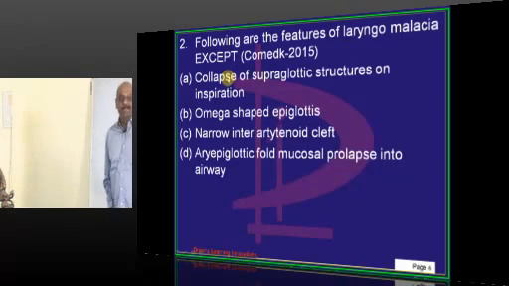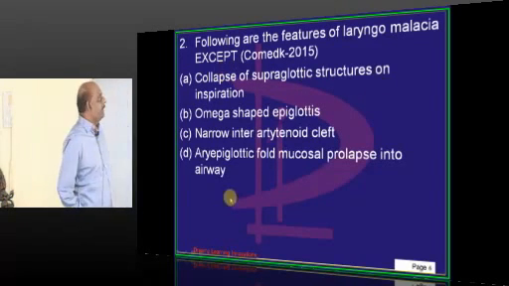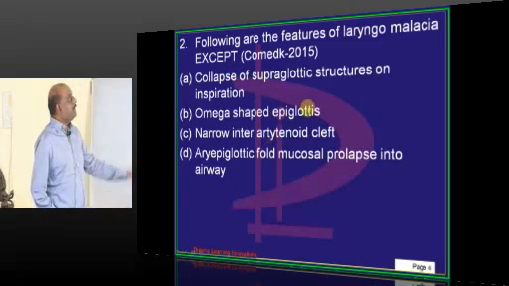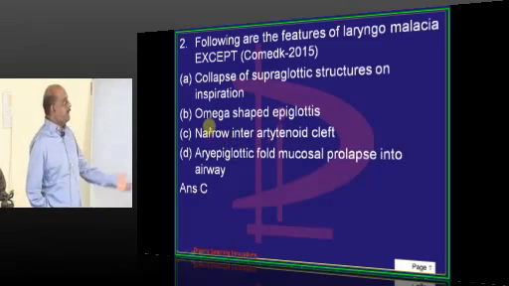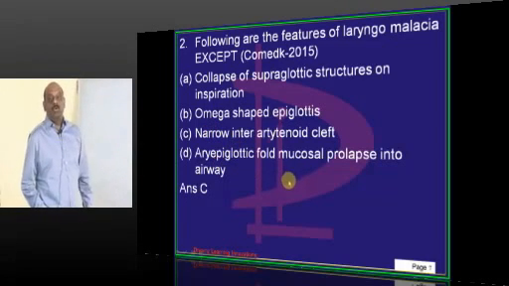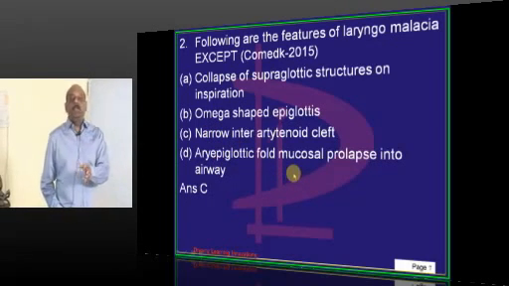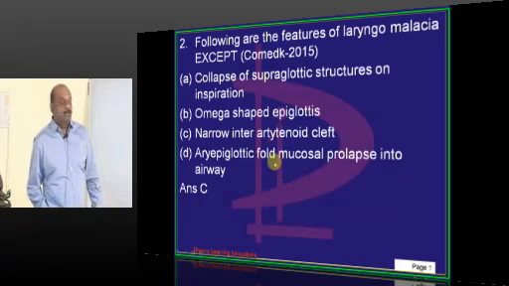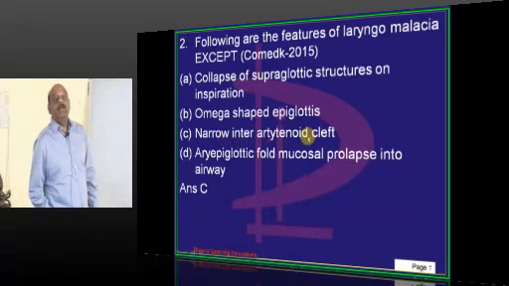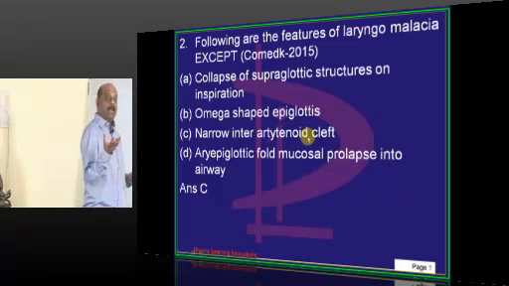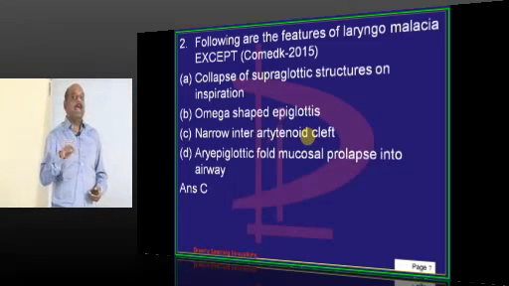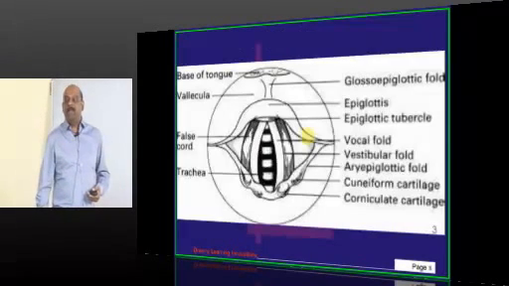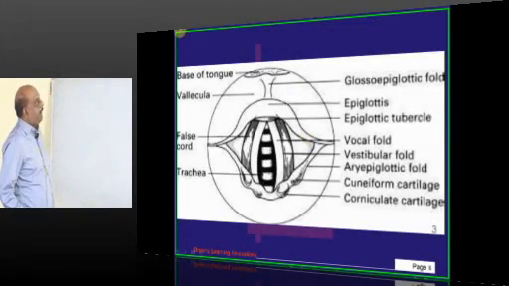Laryngomalacia. It is an expected topic, high yield topic. Omega shaped epiglottis, collapse of the supraglottic structures, aryepiglottic folds prolapsing into the airway, they are all true. How about interarytenoid clefts? The interarytenoid clefts typically become deeper. They are not narrow in case of laryngomalacia, is what you need to remember.